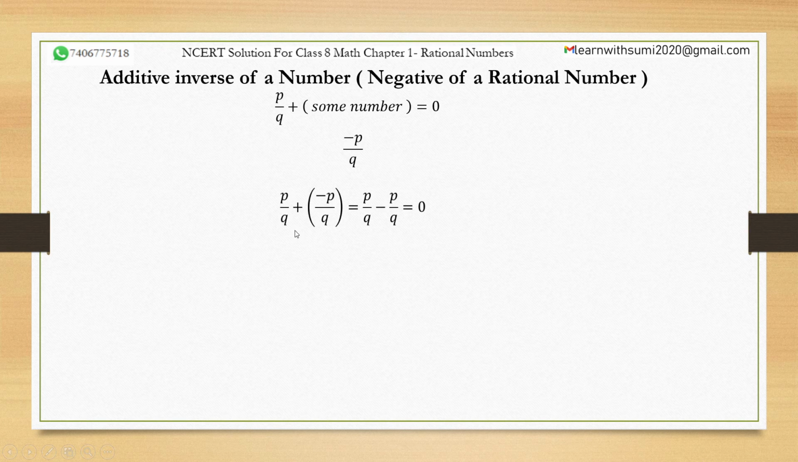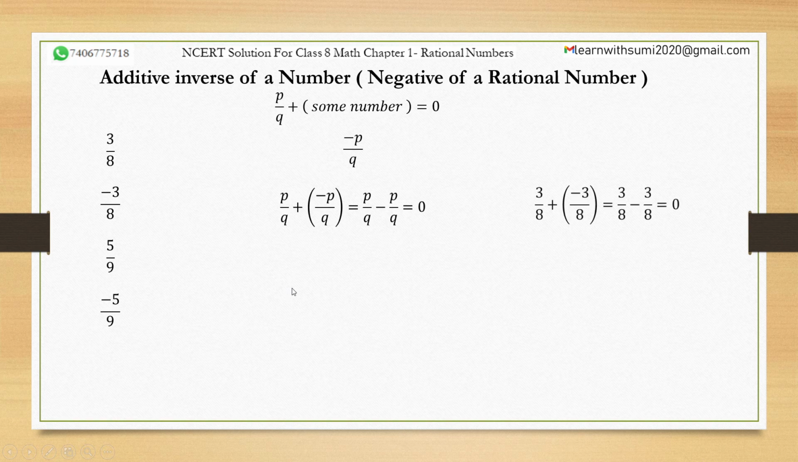When you add p by q plus minus p by q, it is p by q minus p by q, which is equal to 0. So now let us take some numerical examples. 3 by 8, its negative, or the additive inverse of this number, is minus 3 by 8. Let us take one more example. 5 by 9, the additive inverse of 5 by 9 is nothing but minus 5 by 9.